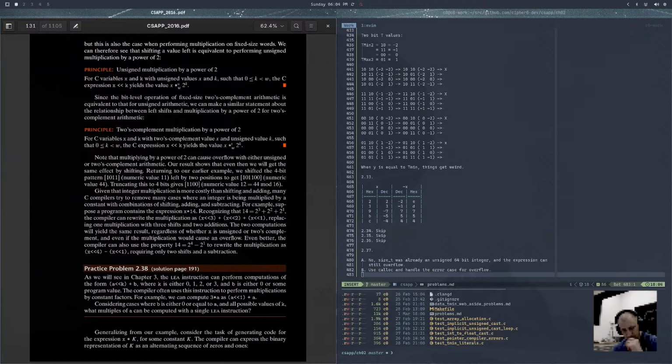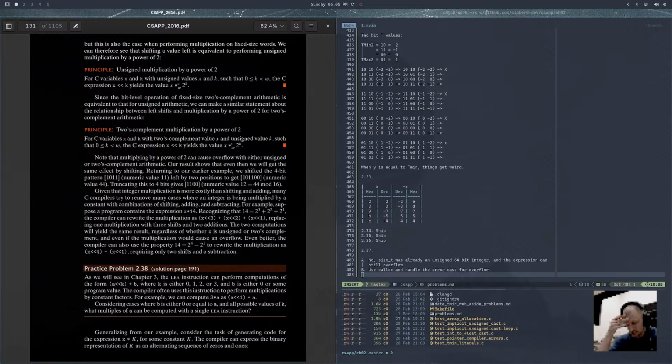Practice problem. Oh, there's another principle here. That was a derivation. Principle 2 is two's complement multiplication by a power of 2. Note that multiplying by a power of 2 can cause overflow with either unsigned or two's complement arithmetic.